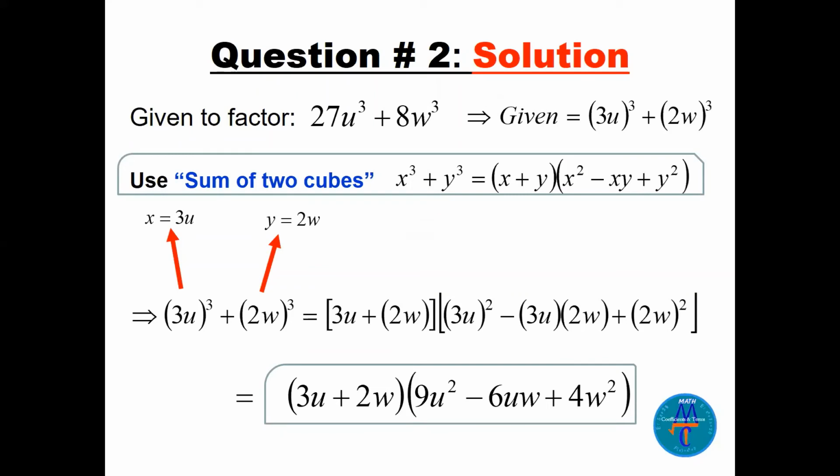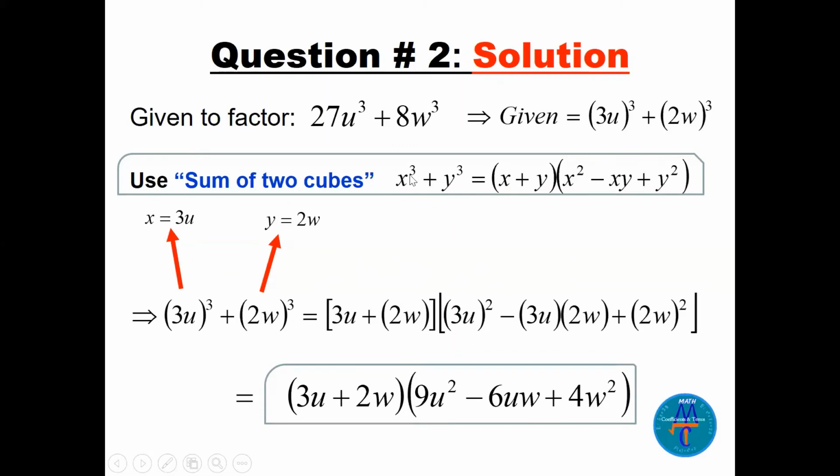I can change 27, you can see that here, 27u cubed, I can change it to 3u all cubed to make it easy. So this is x here. 8w cubed, I change it to 2w all cubed. So now you see x is 3u, y is 2w, and then that's the formula. This should be in your mind here.